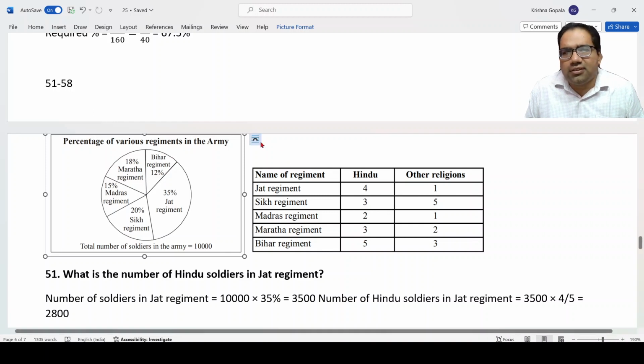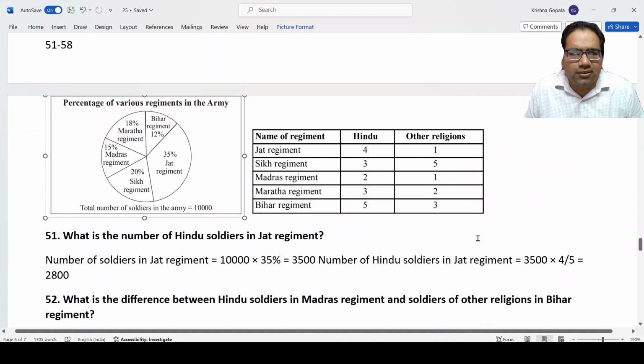Okay, the questions that are given are very, very simple questions. What is the army and in which regiment, how many people are there, and what is the composition of Hindu versus other religions in each of those regiments? This is the data that is given. Okay, now let's try to calculate. What is the number of Hindu soldiers in Jat regiment? Jat regiment total is 3,500 and Hindu is 4 by 5 of this 3,500.